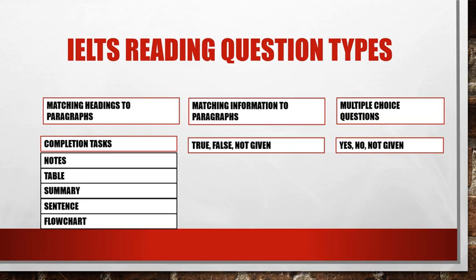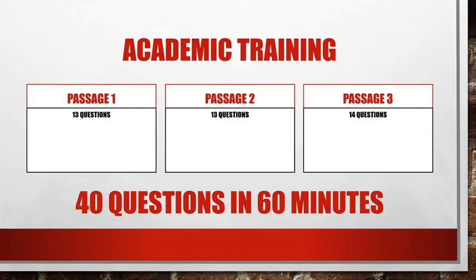So what about the number of questions that we have in IELTS reading tests? There are 40 questions in the IELTS reading tests, whether it is the general training or the academic training. And these 40 questions are divided based, if it's academic, on the number of passages that you have. For example, in academic, you have 3 passages, mostly.